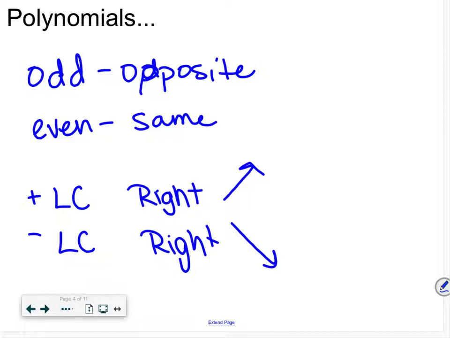So if I ask you for a limit towards infinity or negative infinity, all you need to do is picture what the ending behavior is. Is it going to fall indefinitely? Is it going to rise indefinitely?